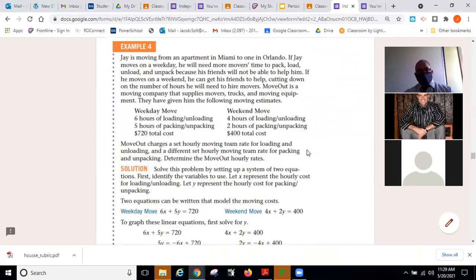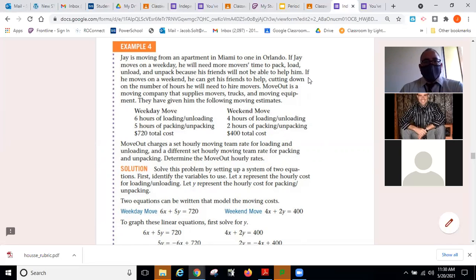So here's the situation. Here's the example. Jay is moving from an apartment in Miami to one in Orlando. If Jay moves on a weekday, he'll need more movers' time to pack, load, and unpack because his friends won't be able to help him. They'll be working on a weekday.